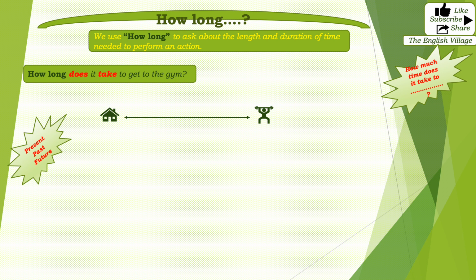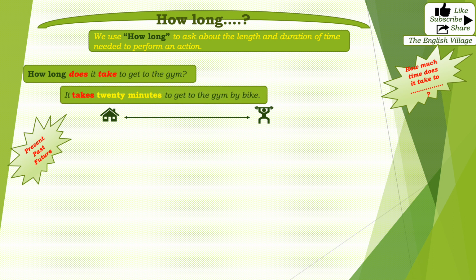For example, how long does it take to get to the gym? The answer is, it takes 20 minutes to get to the gym by bike. So here 20 minutes is telling us the duration of the time between these 2 points. This example is showing us the present tense. Let's have a look at another example.